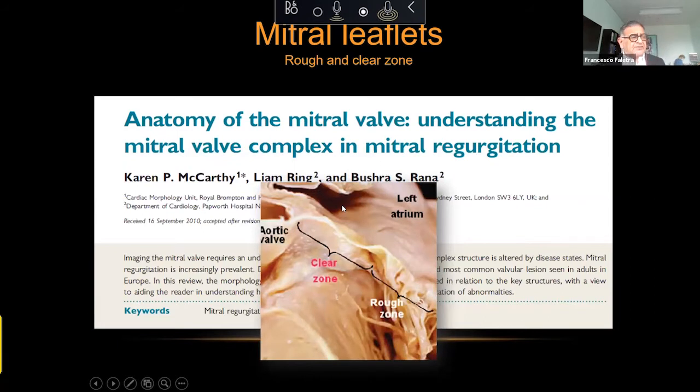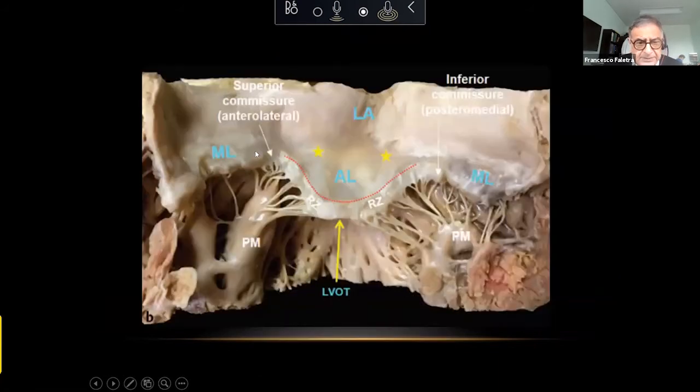An important thing about the leaflets is that they have two zones, which are called the rough zone and the clear zone, in both the anterior and posterior leaflets. However, in the anterior leaflet these two zones are very well distinguished because the leaflet is longer. The rough zone is the zone where the chordae tendineae attach, while the clear zone is the zone where there are no chordae tendineae. And this is an anatomical specimen which shows the same. The rough zone is this zone here, the clear zone is this zone here, which is of course more extensive in the anterior leaflet because, as I told you before, it's longer.